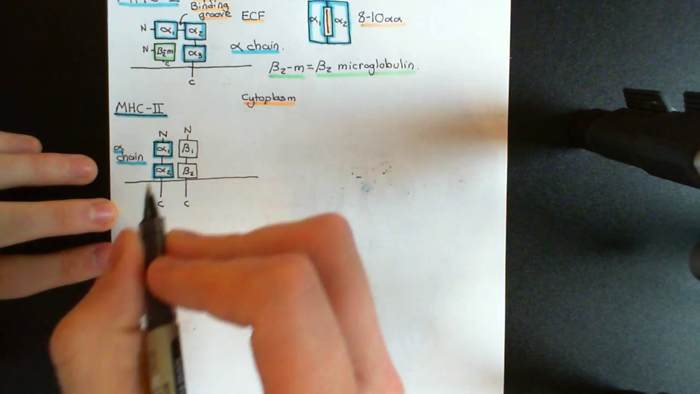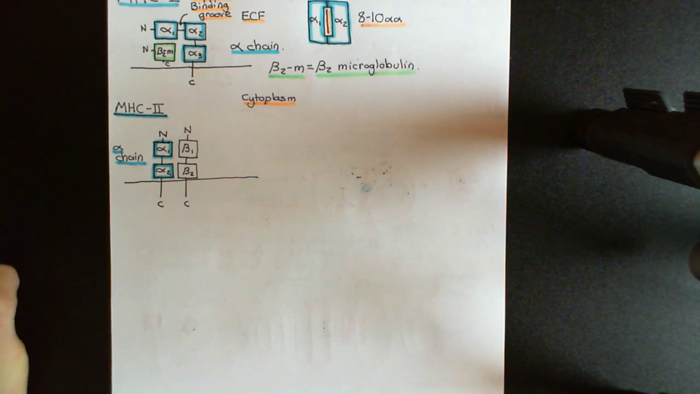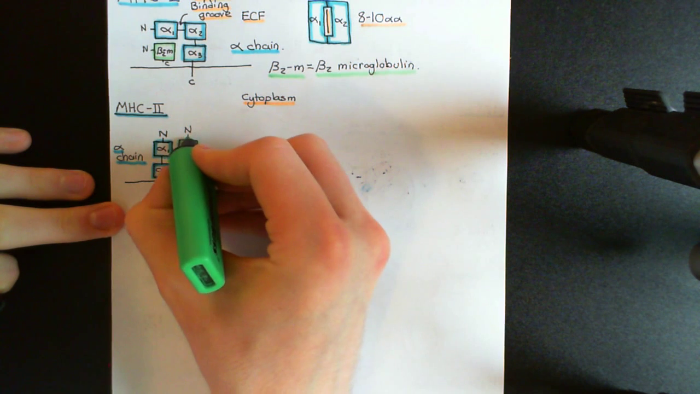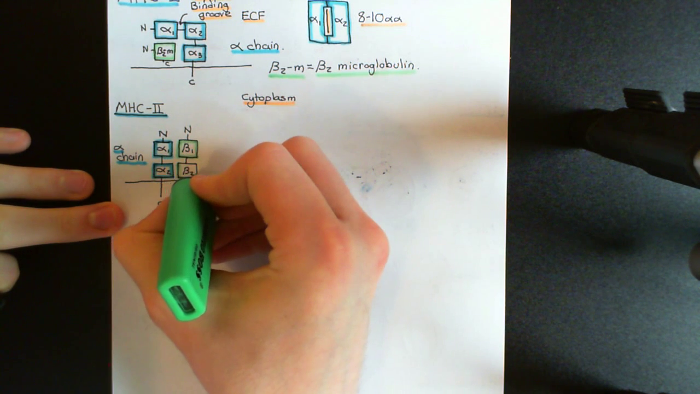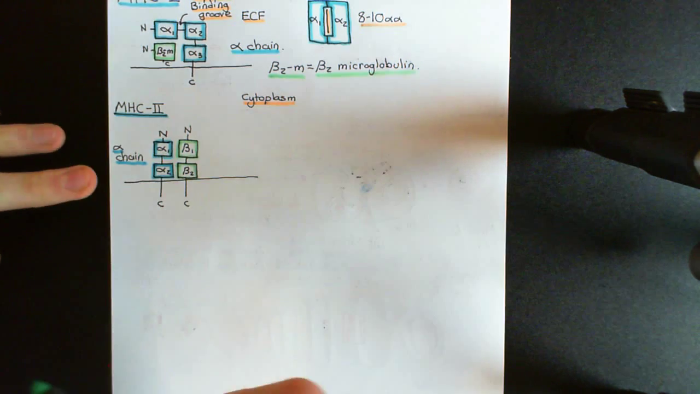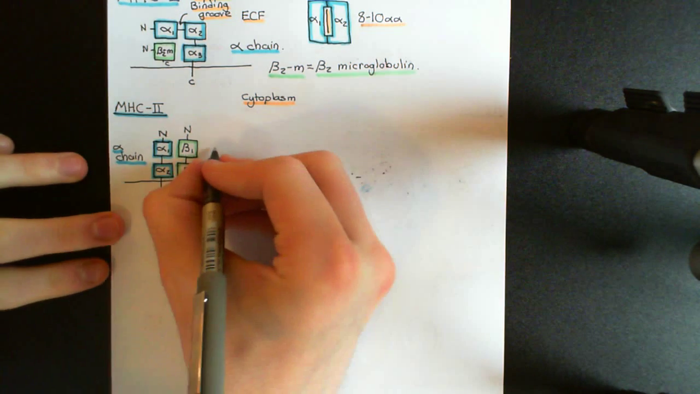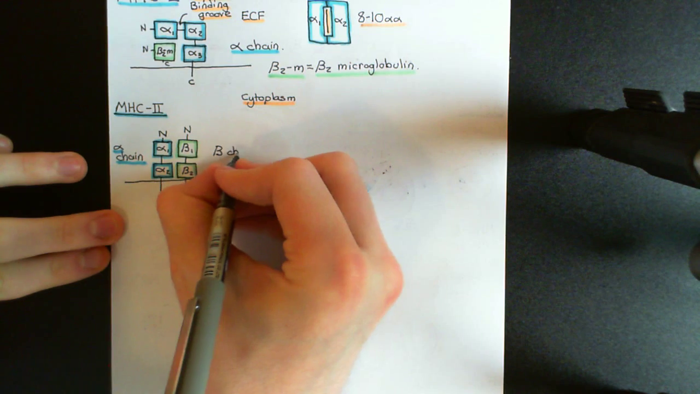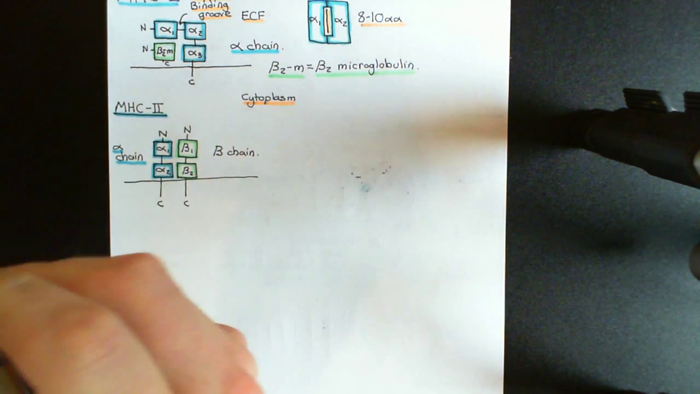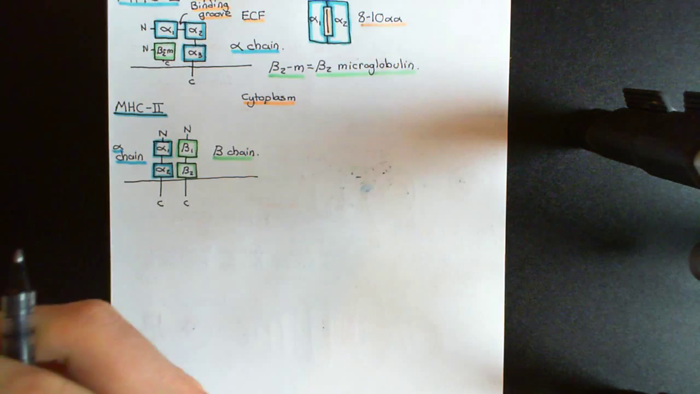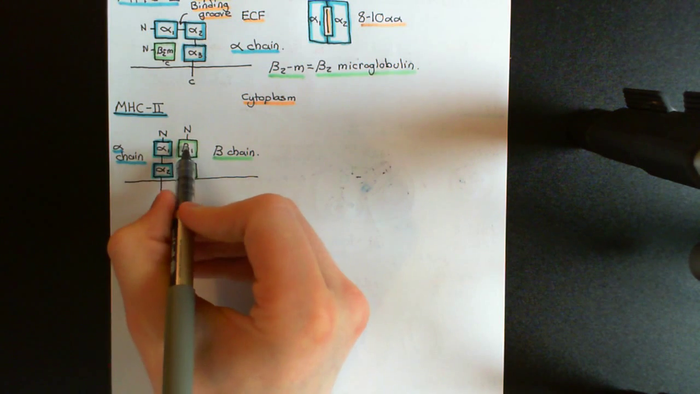Of course, they are different polypeptides. They will have different sequences of amino acids and slightly different structures. So here is the beta 1 domain, and here is the beta 2 domain. But as far as these important domains are concerned, they're very similar. So this is the beta chain of the MHC class 2 protein, here in green, and the peptide binding groove is then going to be up between the alpha 1 domain and the beta 1 domain.